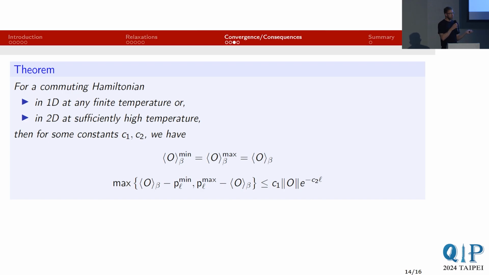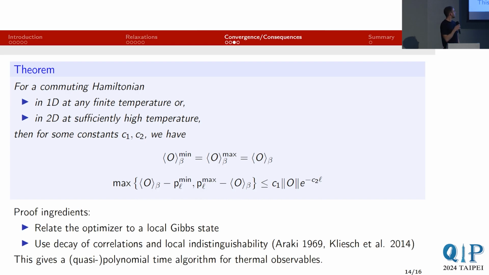I already mentioned before, I don't go into much detail on this slide, but there's a stronger quantitative convergence result resulting in a polytime algorithm for commuting Hamiltonians. You need one of these cases where it's known that algorithms exist, in these regimes in 1D and in 2D at high temperature. But then the hierarchy converges exponentially fast, which means you have a polytime algorithm or a quasi-polytime algorithm. The techniques we use here are standard in the many-body literature. You first extract from your hierarchy some Gibbs states, and then you use decay of correlations and indistinguishability, which are known exactly in these regimes, and then you get the result.